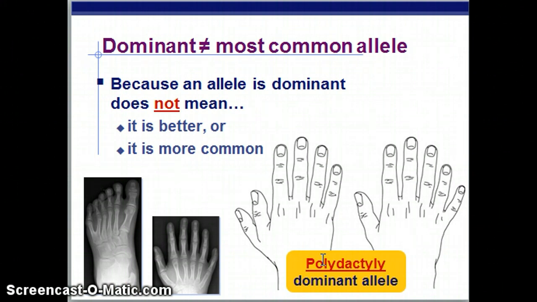It is important for you to understand that dominant does not necessarily mean that it is the most common. Because an allele is dominant does not mean that it is better or more common. So for example, polydactyly, being born with more than 5 fingers or 5 toes, is actually controlled by a dominant allele.